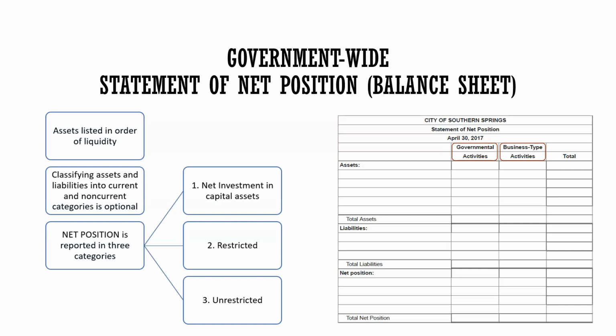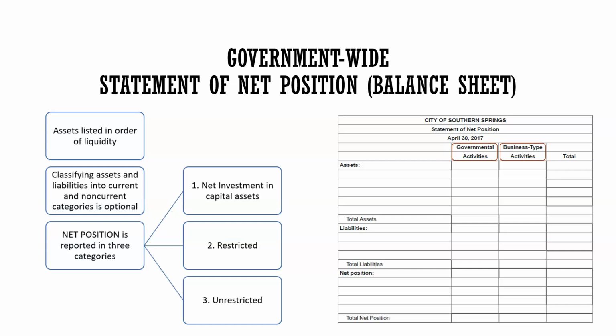So that net position is shown in 3 different categories that we've got listed here. The first one is going to be your net investment in capital assets. Your second one is going to be restricted net position. And your third one is going to be unrestricted net position, okay? We classify assets and liabilities into current and non-current categories, just like we would do in a for-profit company. And we list our assets in the order of liquidity. However, take notice over here on the right-hand side, you will see that we have 3 different columns. First column, governmental activities. Second column, business type activities. And then the third column is a total of the 2.